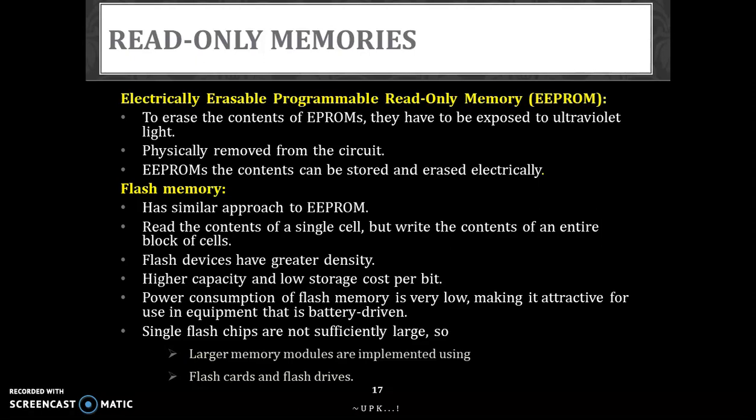So flash devices have the highest density when compared to ROM. Flash memory is a slightly different category when compared to ROM, but it actually comes under ROM. Okay? The flash devices, with respect to whatever we will be using, have the highest capacity and they have the low storage cost per bit.